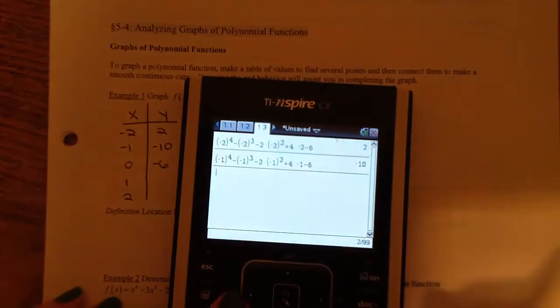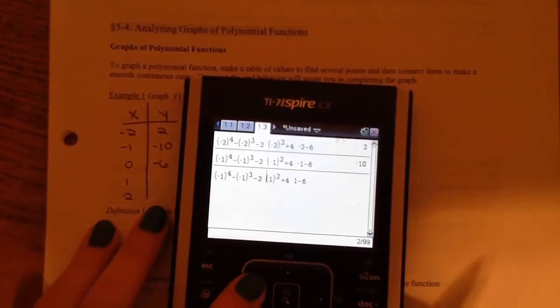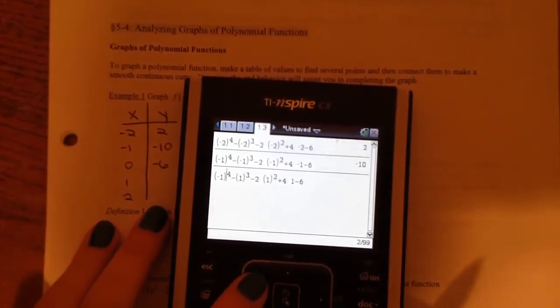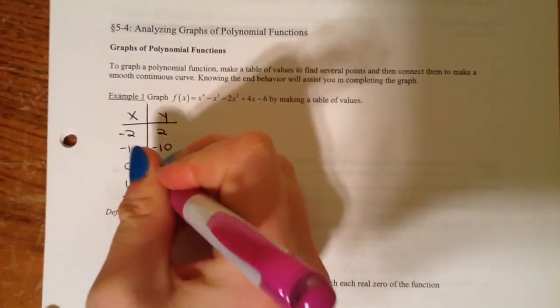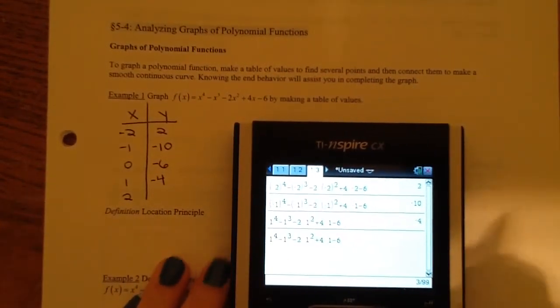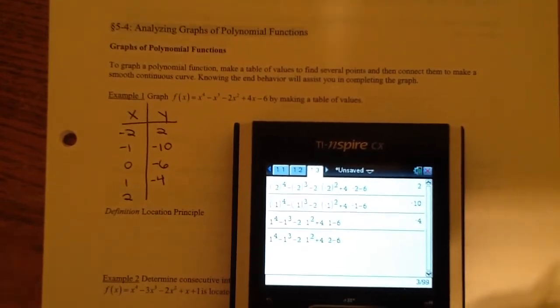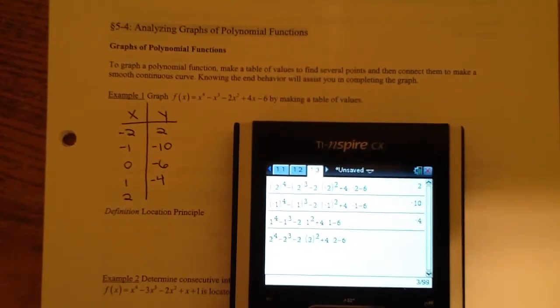Okay, let's try the 1. So let's go through, copy paste this, and this time I'm just going to get rid of all the negative signs. Now we're plugging in +1 instead of -1. Okay, we get -4 for that. Okay, and then I'm going to replace all of them with a 2. Whoops, no. Shoot. Okay, let's try that again. So 2, and that should be squared. And that gets us to 2.